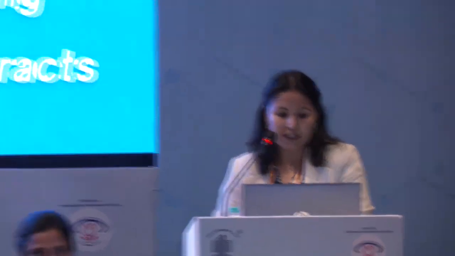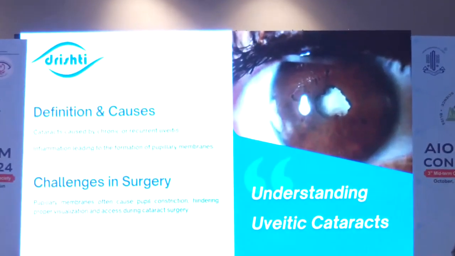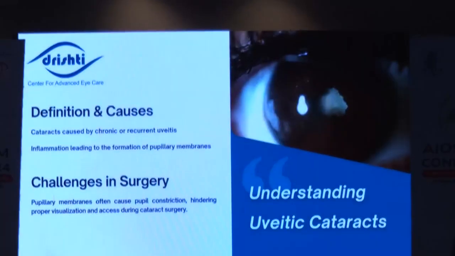The cataract is caused by chronic inflammation of recurrent uveitis, leading to the formation of pupillary membranes. Now they cause a very challenging surgery because they restrict the dilatation of the pupil, hindering proper visualization and access during cataract surgery.